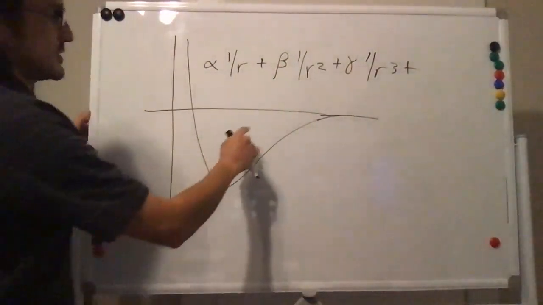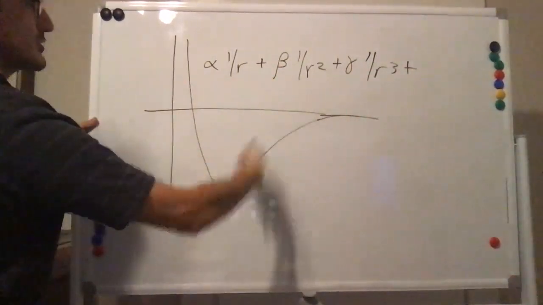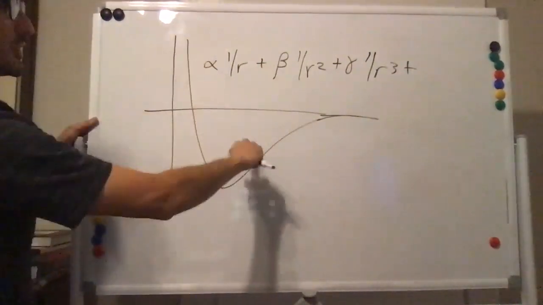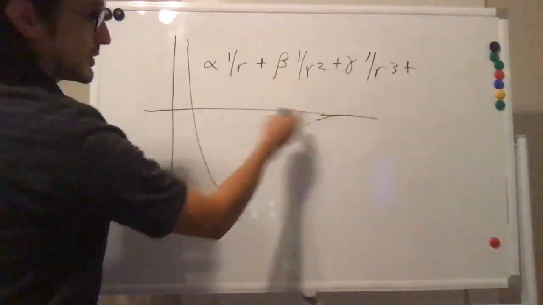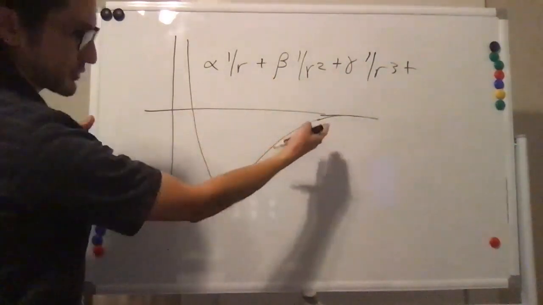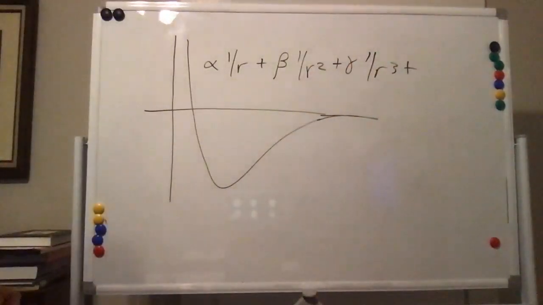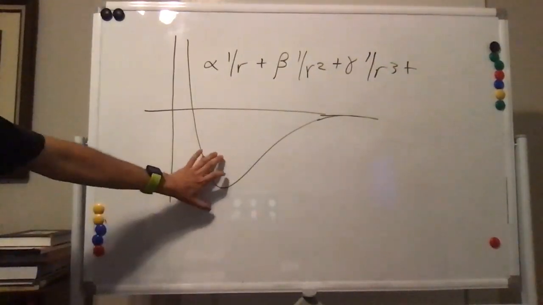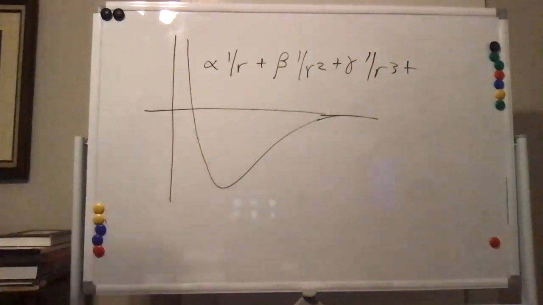So in this case, I guess this one was negative, so it goes like this. This one was positive, so you get this other part. But you can be more and more precise in your description of this potential by adding terms to the multipole expansion. So, what do you think can affect this potential?